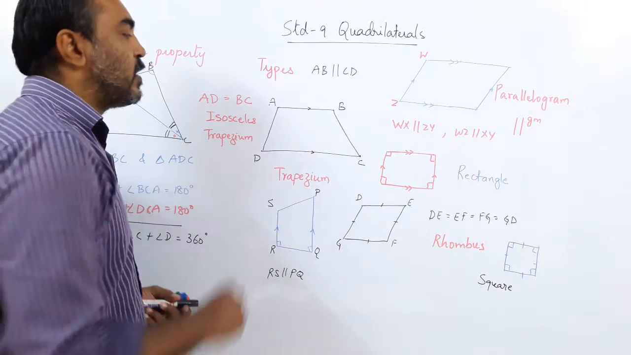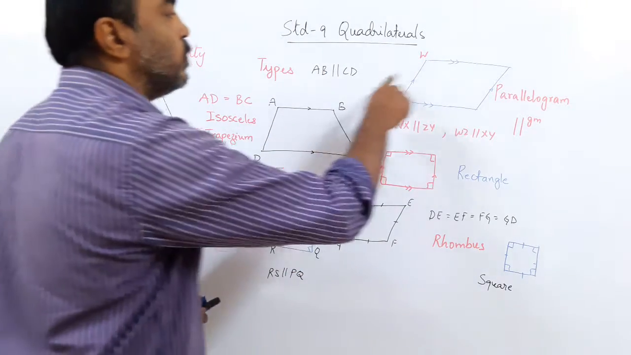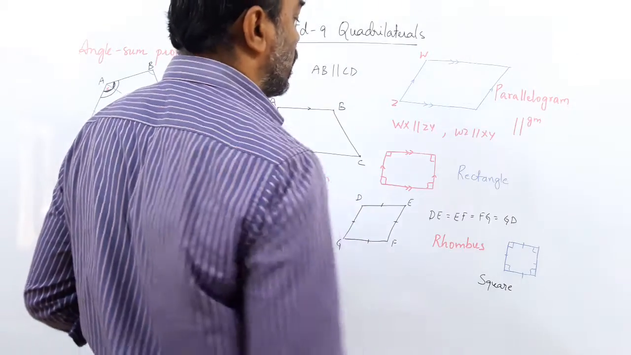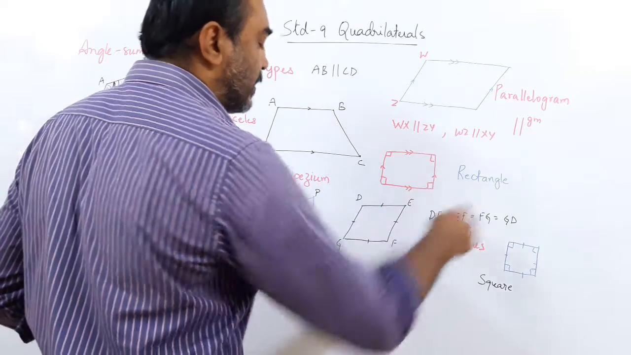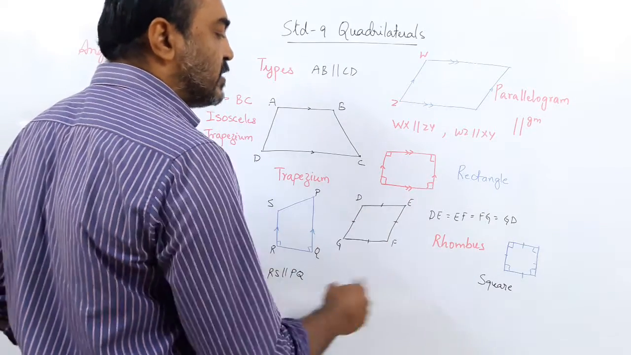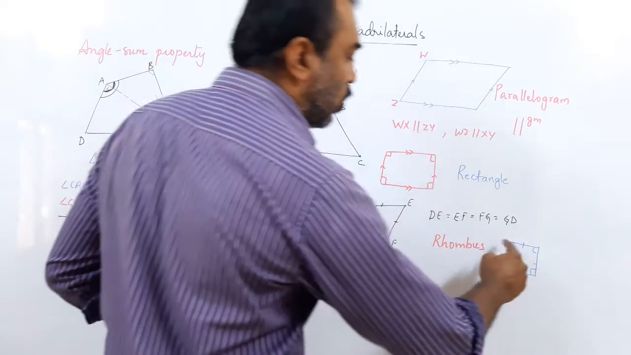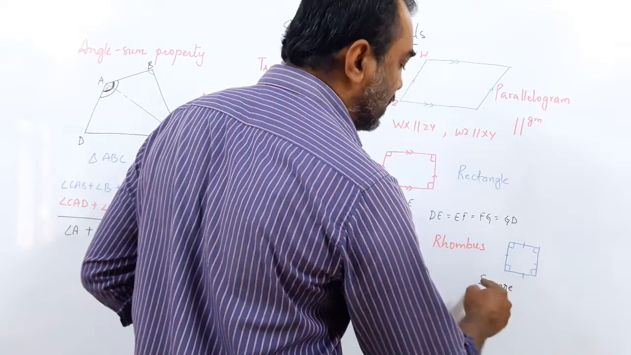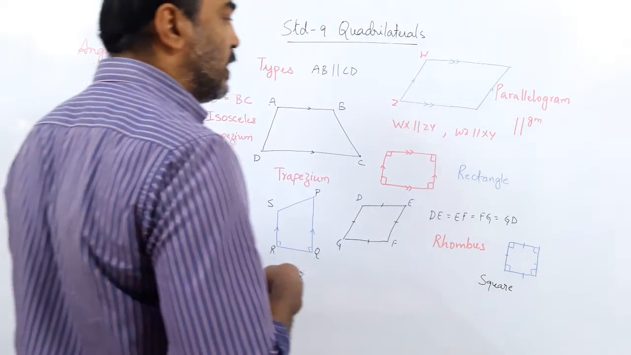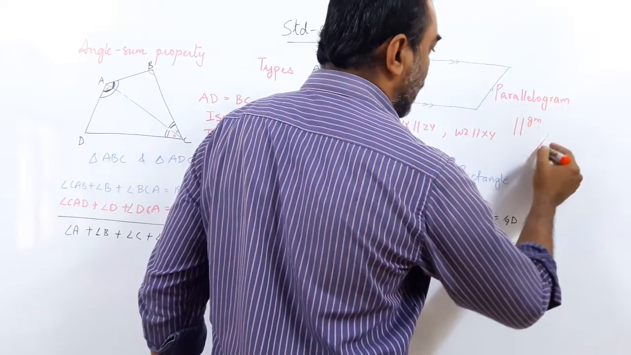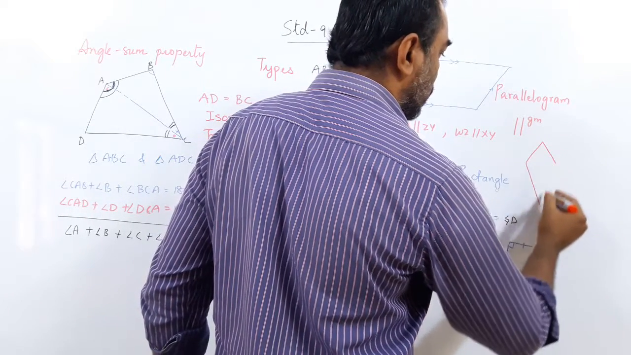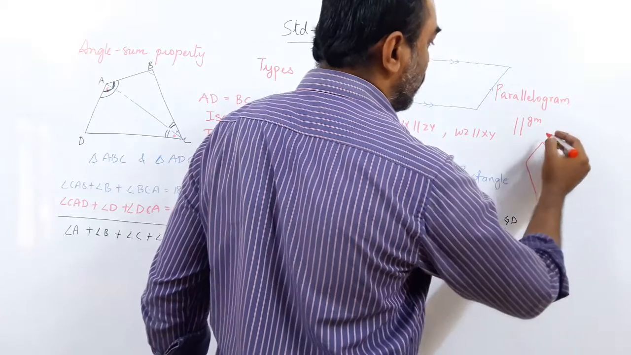So see the order. One pair of opposite sides parallel, trapezium. Both the opposite sides are parallel, parallelogram. Both the opposite sides are parallel, every angle is equal, rectangle. All the 4 sides are equal, rhombus. All the 4 sides are equal and every angle is equal, square. And one last one is also possible. The adjacent sides are equal. What does adjacent side equal mean?